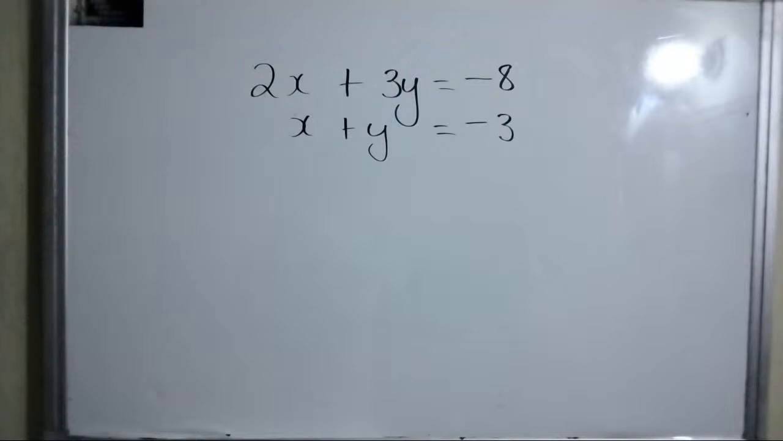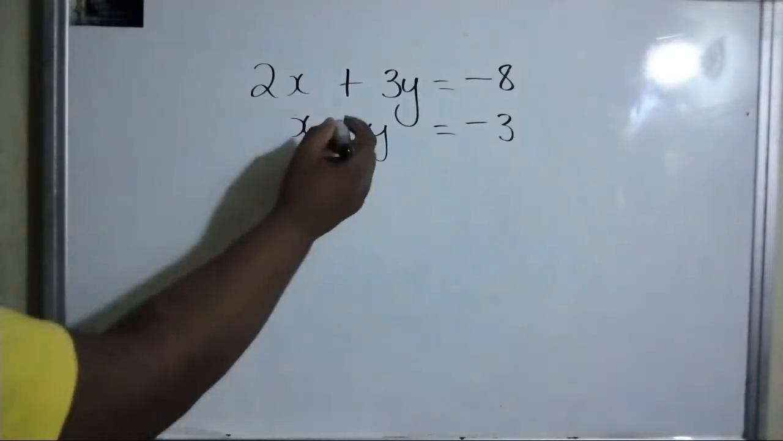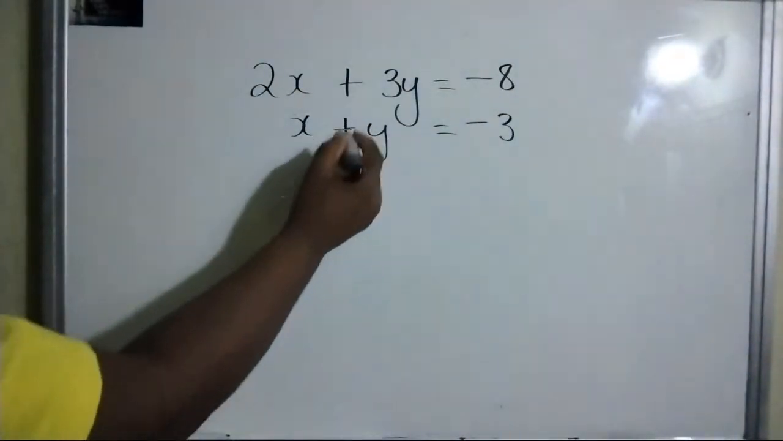So x plus 3y equals minus 8 and x plus y equals minus 3. Let's see how well you guys can work with the negative. Let's go.